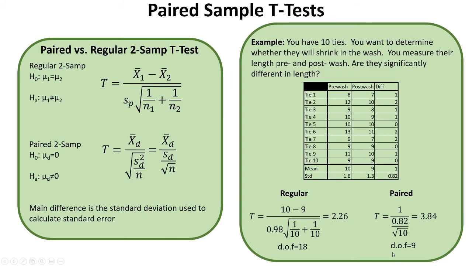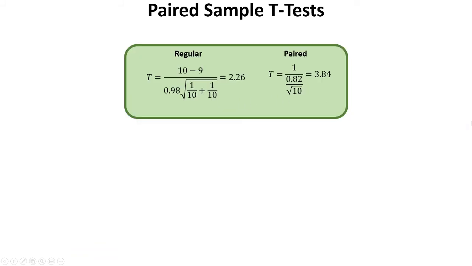And you can see right away that the standard deviation of these differences, 0.82, is much smaller than the standard deviations of either the pre or the post wash, right? So because the standard deviation is smaller, that's going to mean that our standard error is smaller, and our degrees of freedom are less. We have 9 degrees of freedom. All right. So ultimately, this leads to a larger t-statistic, which should translate into a smaller p-value. So that's the big difference here. We're using this difference column as opposed to the two statistics for pre and post.